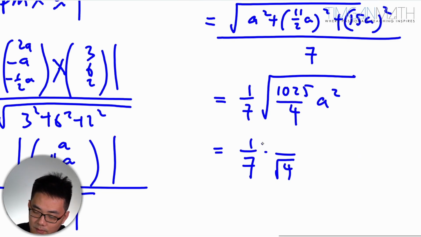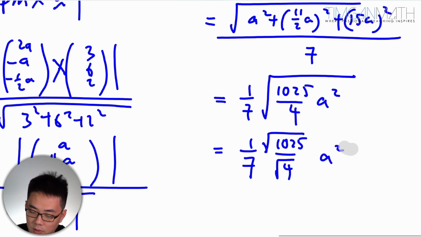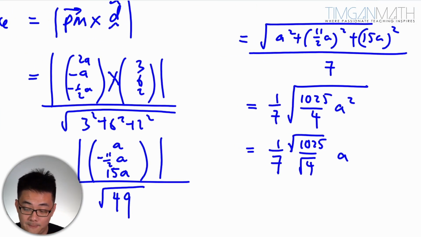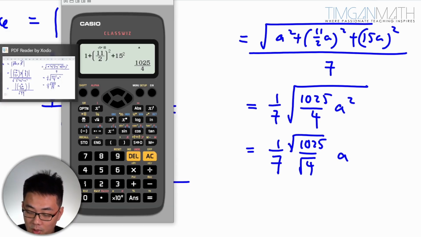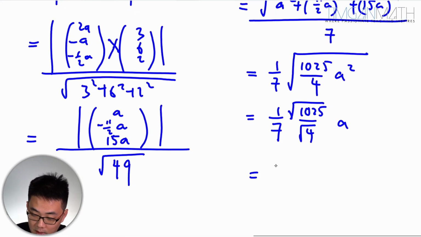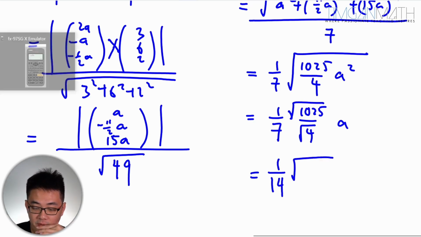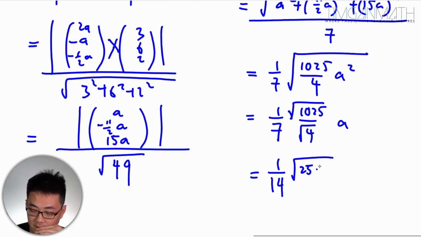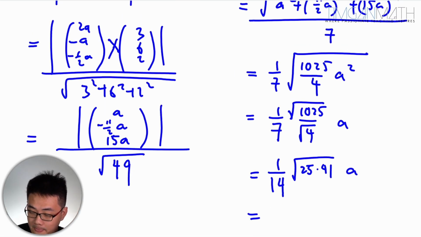This is root 1025 A square over 4, root A square is A. So that'll be good. 1025, we can try and see whether it could divide. Oh, there you go. It can divide by 25, which is a perfect square. This is 2, 7 times 2 is 14. So perfect square, 25 and 41. So this will be 5 over 14.